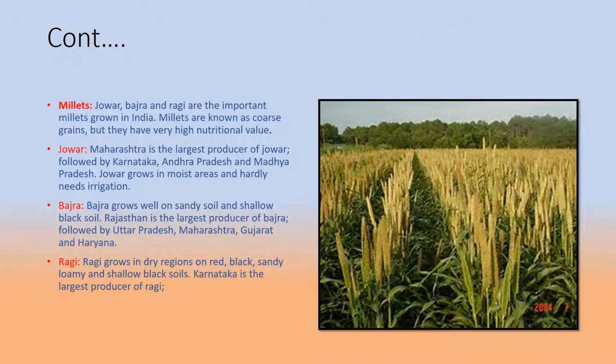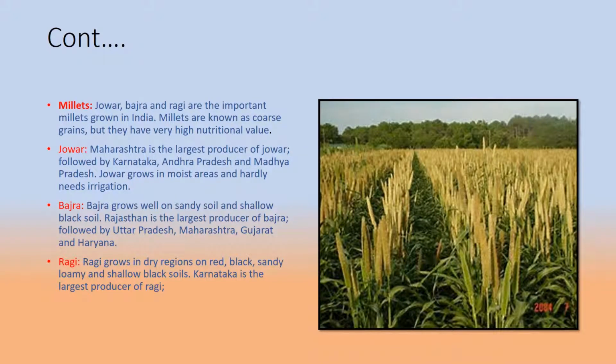Jowar, bajra, and ragi are the important millets grown in India. Millets are known as coarse grains, but they have very high nutritional value. Jowar: Maharashtra is the largest producer of jowar, followed by Karnataka, Andhra Pradesh, and Madhya Pradesh. Jowar grows in moist areas and hardly needs irrigation.